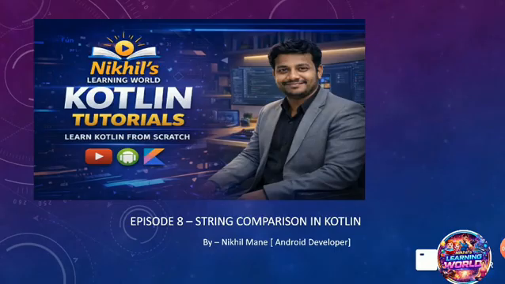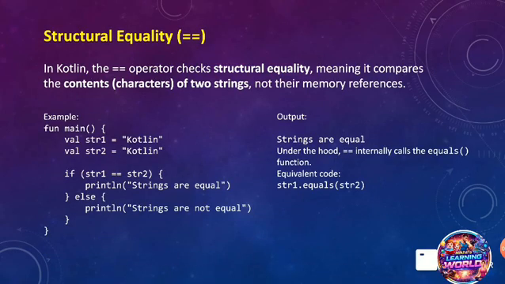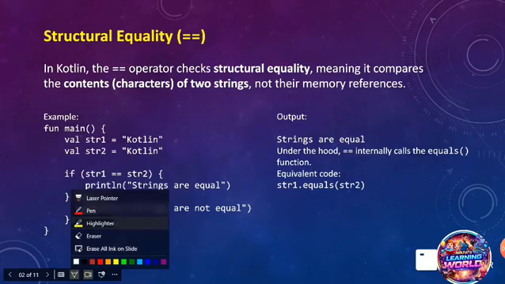So in the previous video we learned about an important concept, and I hope you are practicing it: the if else expression, right? So today we learn string comparison in Kotlin, and by the end of this tutorial we will understand structural equality using the double equals operator, referential equality using the triple equals operator, and case-sensitive and case-insensitive comparisons using the compareTo functions. So let's get started. First is structural equality.